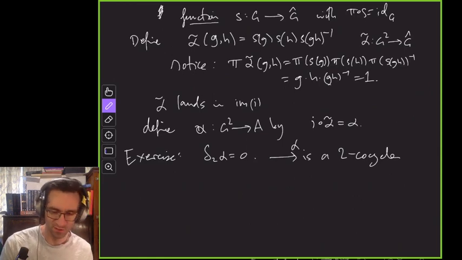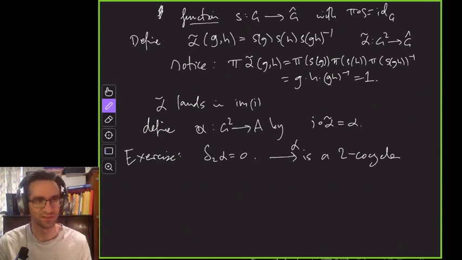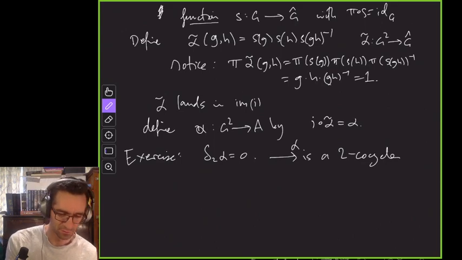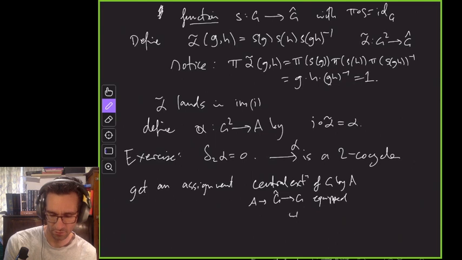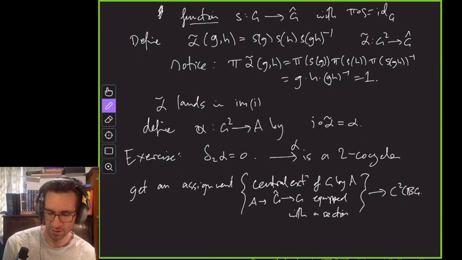So what does this do? This works for arbitrary central extensions given fixed G and A. So we get an assignment: a central extension of G by A, equipped with a section, right, that data is important for the time being, to C2 of BG with coefficients in A.